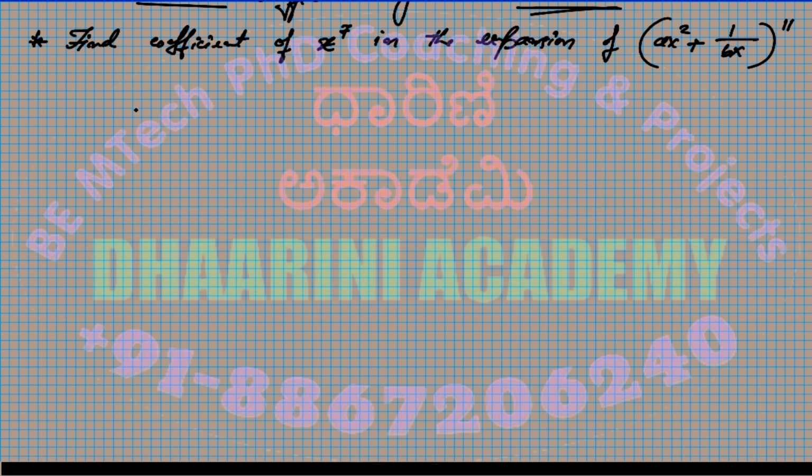Let's write tr plus 1. If I want to find any tr plus 1, this is the standard expansion 11cr. We have the first term, which is ax squared. This is being raised to the power 11 minus r. The second term, that is 1 divided by bx, is raised to the power r, right? Okay. So this means, try to simplify.